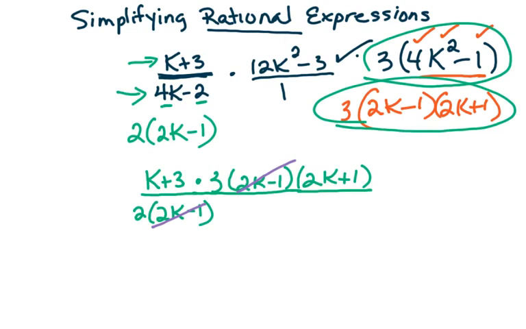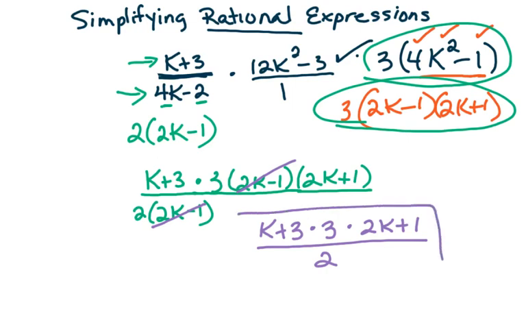Now, that's all the simplifying I can do. So my final answer is going to be k plus 3 times 3 times 2k plus 1, all divided by 2. That's it. That's the answer. All right, we're going to do another one.